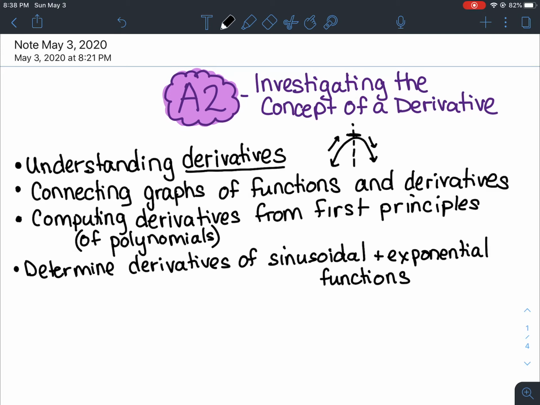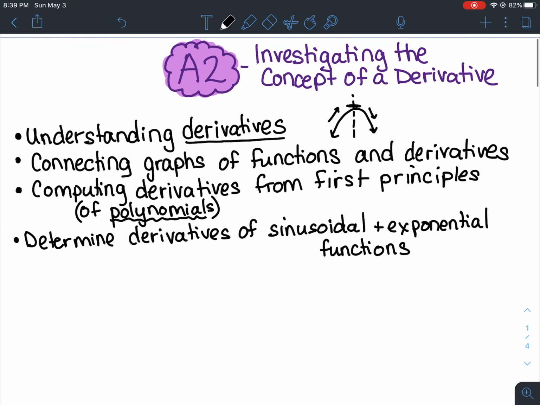Also, we need to be able to compute derivatives from first principles, and we're focusing on polynomials for that. First principles is the thing we also learned in the first video, which is the limit as h goes to 0 of that whole equation. And finally, the last thing is we want to determine derivatives of sinusoidal and exponential functions. And that is A2. Then A3 is going to bring us to all of the derivative rules.